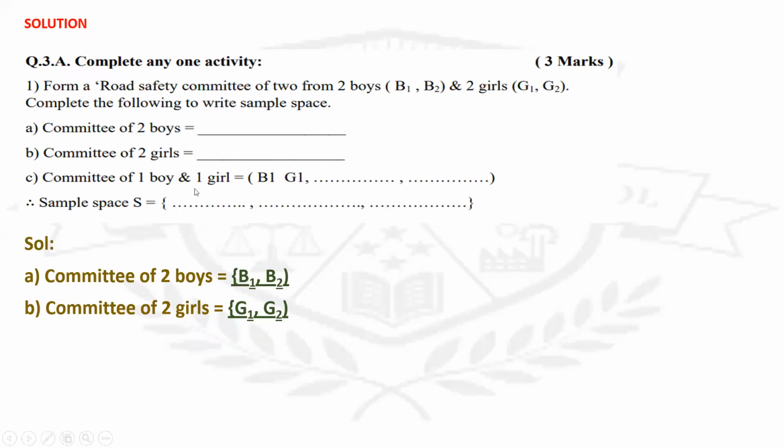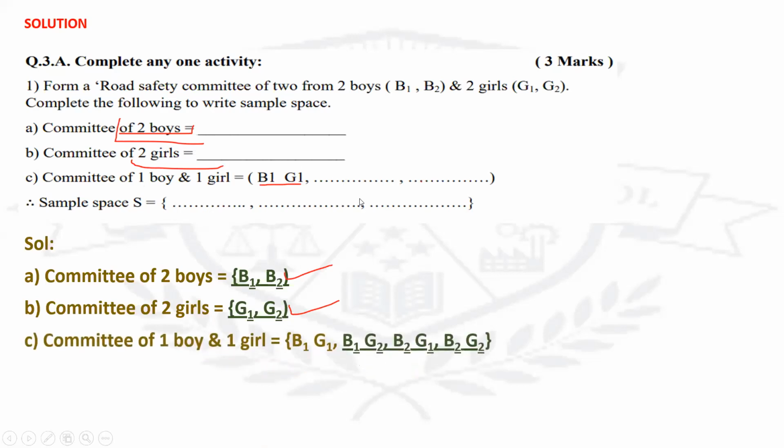Now committee of 1 boy and 1 girl. Now check here. Difference, check. Committee of 2 boys. So that means here no girls were included. So you wrote only boys. And then committee of 2 girls, only girls you're going to write. Now committee of 1 boy and 1 girl. Check here, they have given you one answer, B1, G1. You have to find the remaining committees now, the remaining solutions. So check, it is B1, G1, B1, G2, B2, G1, B2, G2.